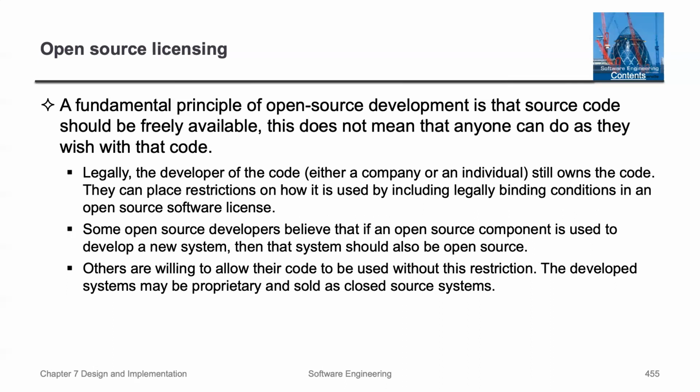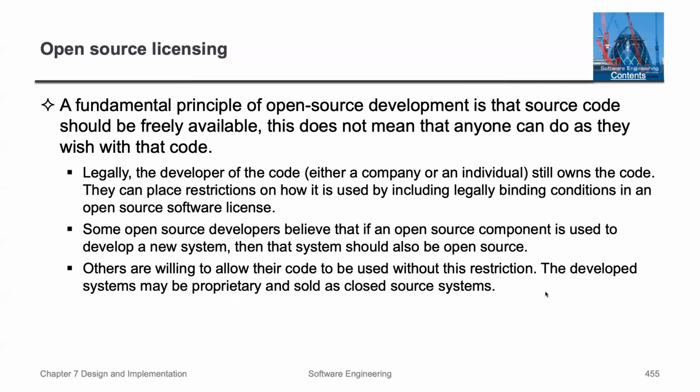So for licensing, a fundamental principle of open source development is that the source code should be freely available. This does not mean that anyone can do as they wish with the code. Legally, the developer of the code still owns the code. They can place restrictions on how it is used by including legally binding conditions under an open source software license. Some open source developers believe that if an open source component is used to develop a new system, then that system should also be open source. Others are willing to allow their code to be used without this restriction. The developed system may be proprietary and sold as a closed source system.